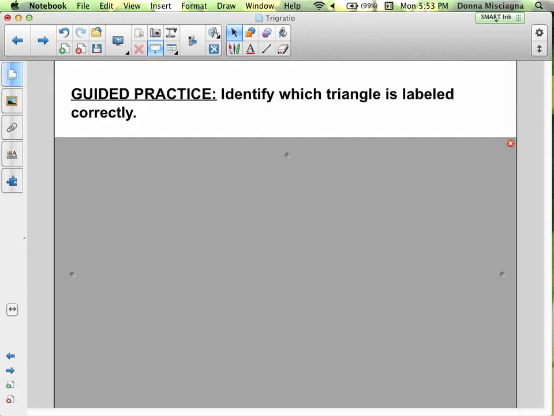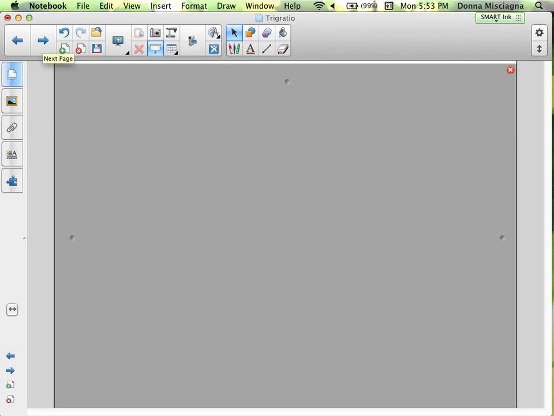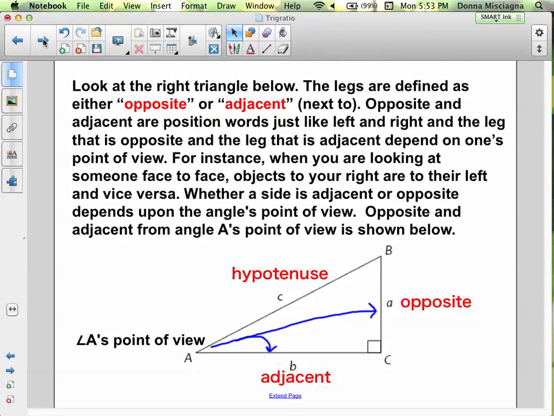Can't remember if I had anything important here. Oh, this will be a multiple choice question later on. That's why it's covered up. You'll see that online. So, a multiple choice question to see if you can label a triangle correctly.